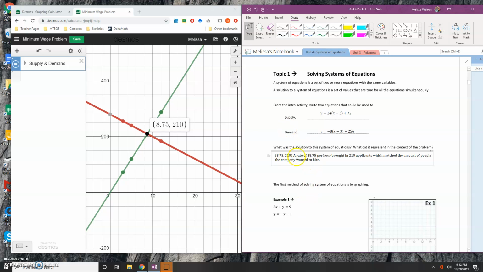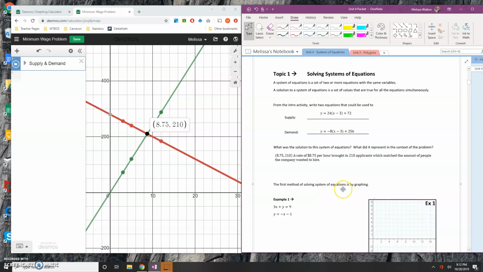This didn't have too many applicants. It didn't have too many people that the company wanted to hire. It was the perfect situation for both the applicants and the employer. And this was the intersection of these two lines. At 8.75, we had an output of 210 for both of those. And this is going to be true for any system of equations. If I have an intersection, that is going to be my perfect solution.